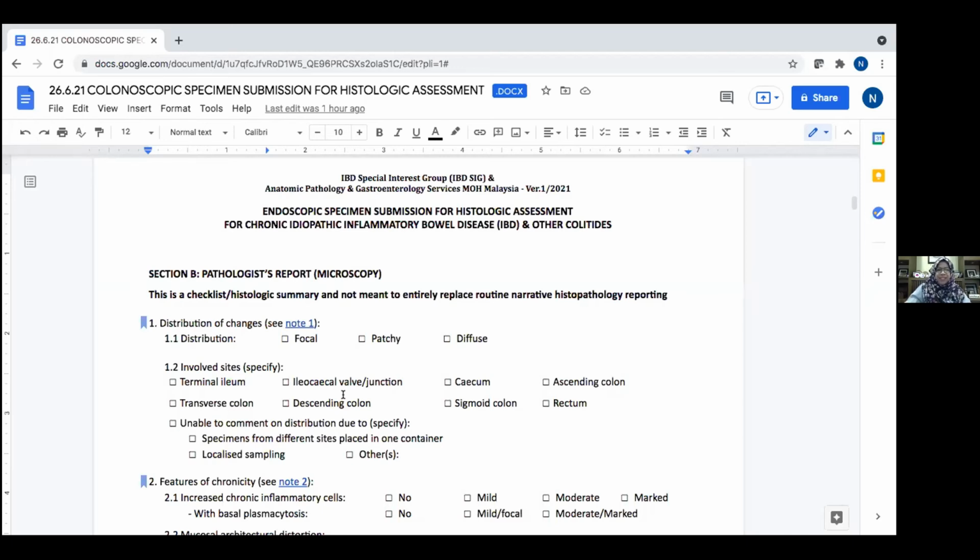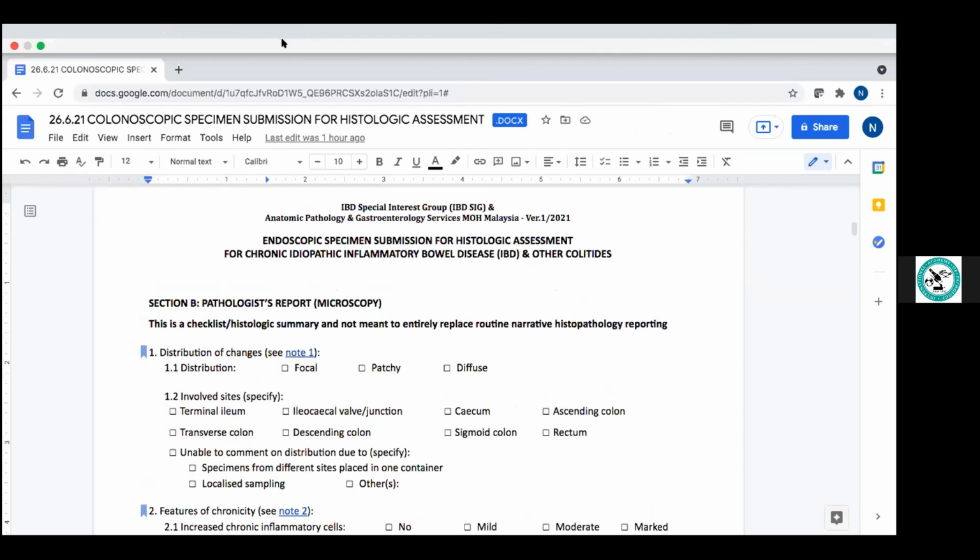Thank you, Datin. We have a lot of questions here. I guess I shall read one by one. We'll start with questions from Dr. Salamia Azman for Datin. If there is only increased neutrophils in the lamina propria without cryptitis or crypt abscess, is it mild activity? That's question number one. Number two, can I answer one by one?